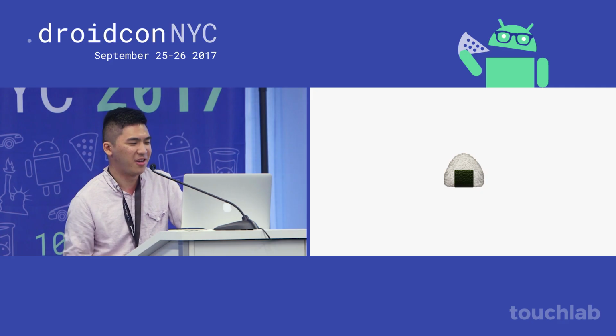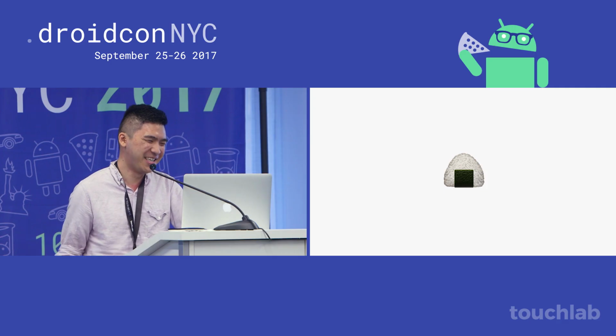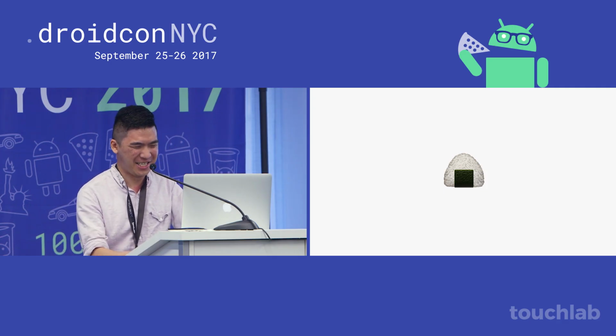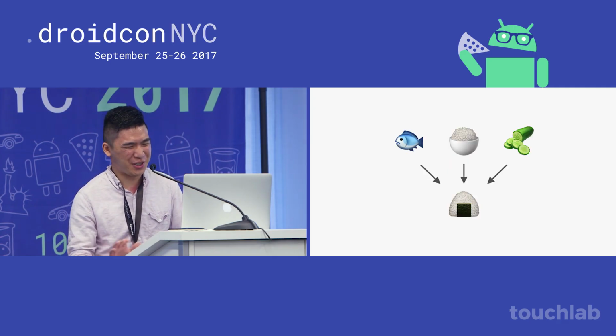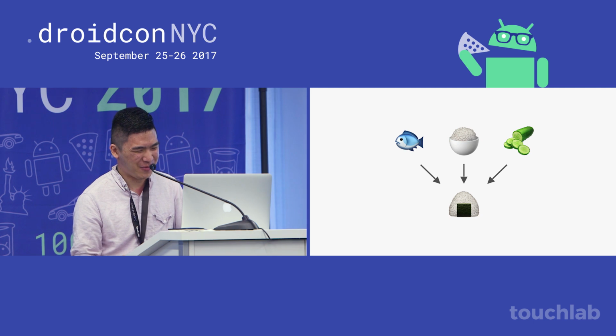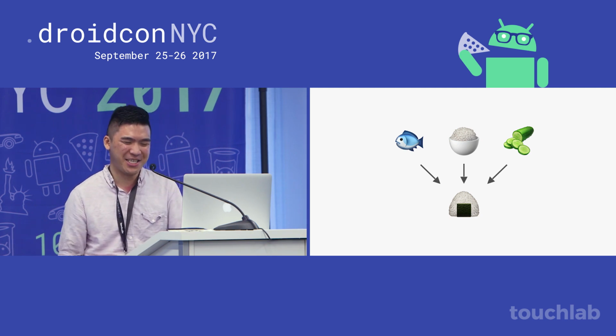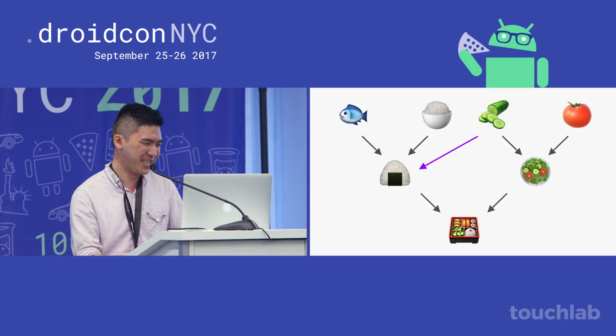Cool. So we've been talking a lot about sushi. I moved to rice balls. That probably didn't make any sense to you. But we're going to assume that rice balls are made from fish, rice, and cucumbers. Why? It will make sense in the next slide.